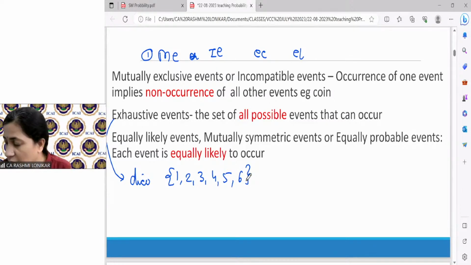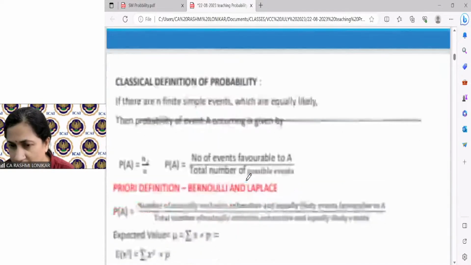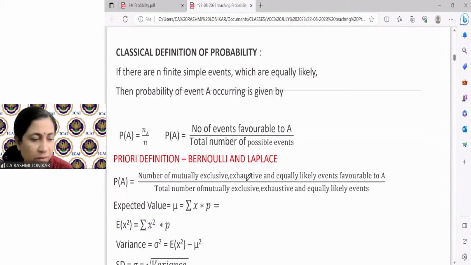Yeah. So we are just talking about the very, very basic words and terminology that we are going to use in the chapter on probability. Now, this is the classical definition of probability, which you may get for a theory question.